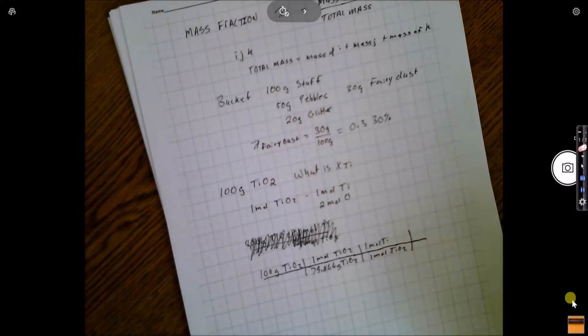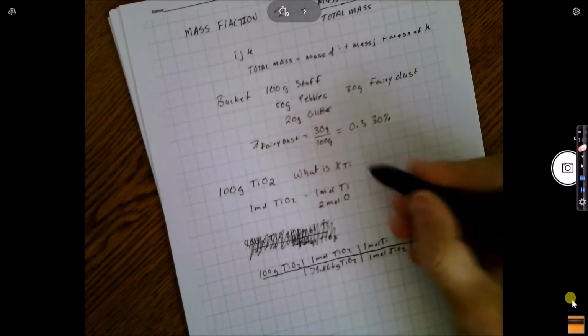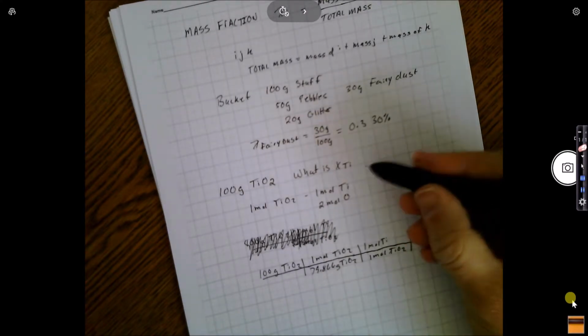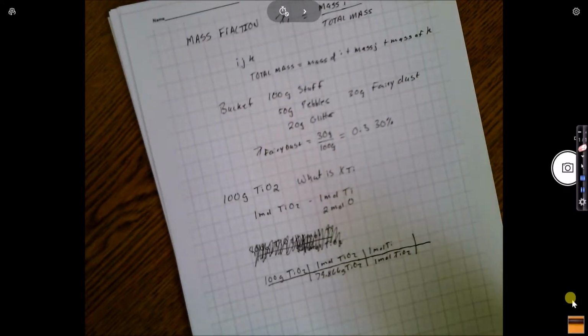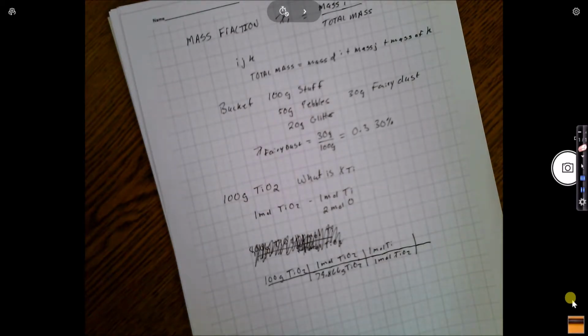All right. And so the final thing we want, because we're trying to figure out the mass fraction of titanium, means we need to figure out the mass of titanium in 100 grams of TiO2. So where are you, periodic table? Here you are. Periodic table, titanium, Ti.